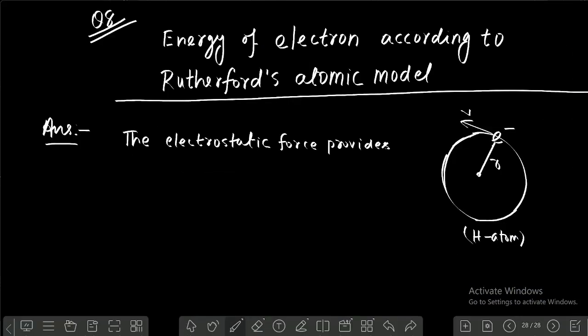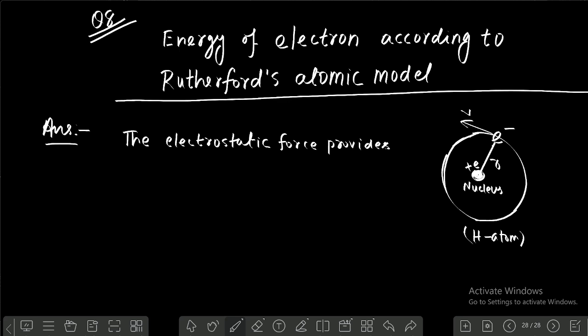So all of you listen. Energy of electron according to Rutherford's atomic model. See, here you have an atom, a hydrogen atom. One electron is there, and here you have a nucleus. In the nucleus you have one proton, that is plus E. Nucleus charge is plus E, and the electron is revolving with velocity v.